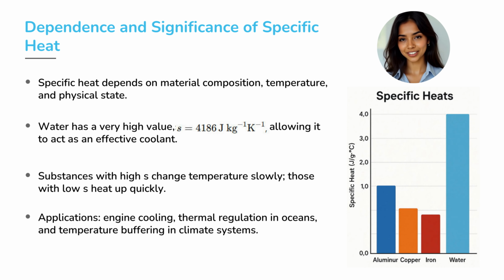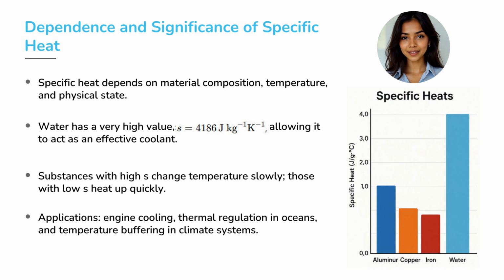Substances with large specific heat resist temperature changes. They're nature's thermal stabilizers. That's why coastal regions, surrounded by oceans, experience milder temperatures. The water absorbs and releases heat slowly.